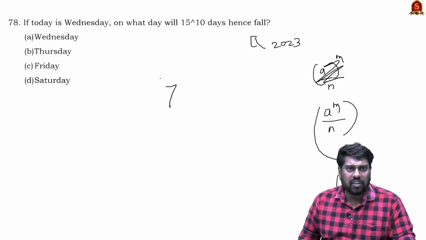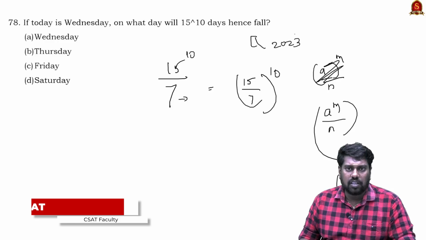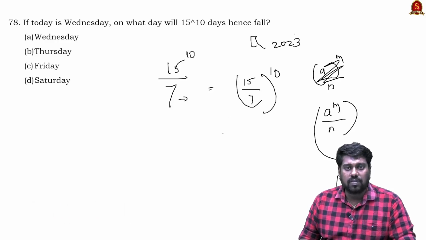So we are going to divide 15 to the power 10 by 7, because your cutoff number for finding out the number of odd days is 7. This can also be written as 15 divided by 7 the whole power 10. Right, if you see this, 15 divided by 7, what will be the remainder? 14 will be 7 into 2, so 15 will be leaving a remainder 1. So 1 to the power 10, obviously it is going to give 1 odd day.